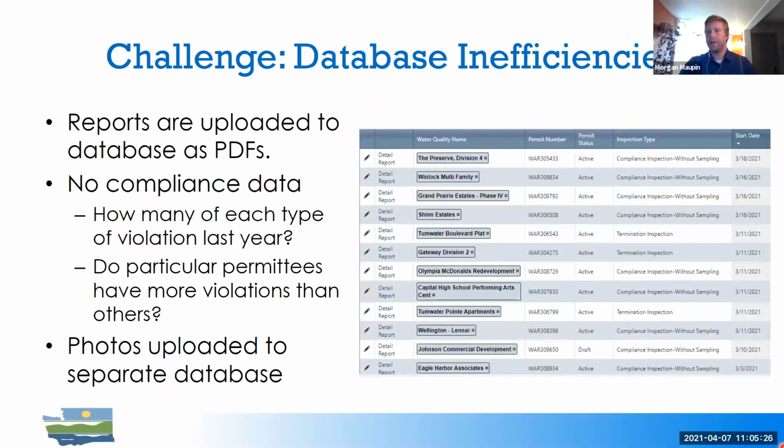Another challenge is database inefficiencies. Inspection reports are typically written in a Word document, exported to a PDF format, and then uploaded to our internal database. So if you wanted to get the compliance history of a single site, that's simple enough. You just go to that site in the database and look at all of the previous inspection reports.